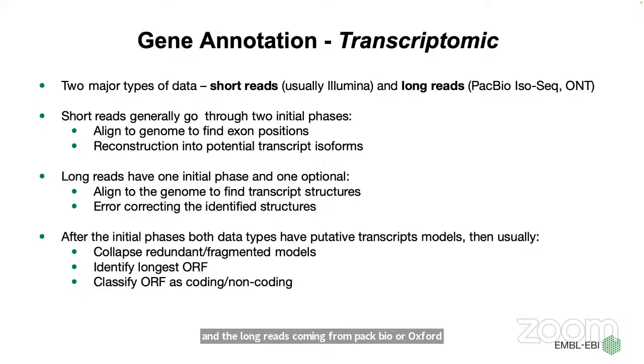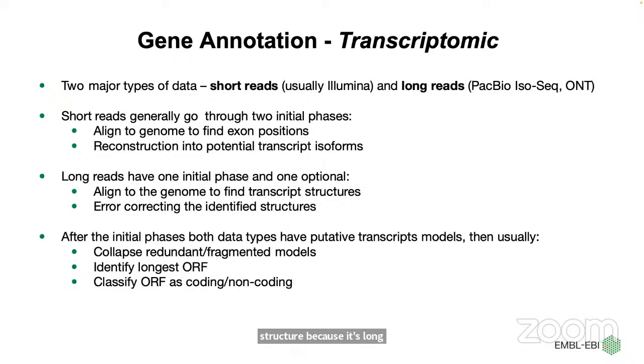The short reads generally go through two initial phases. We align these short reads to the genome to find the exact exon positions, and then we reconstruct these alignments into potential transcript isoforms. For long reads, there is one initial phase and one optional. We align the long reads to the genome to find the entire transcript structure because it's long read. So we can have the full transcript structure.